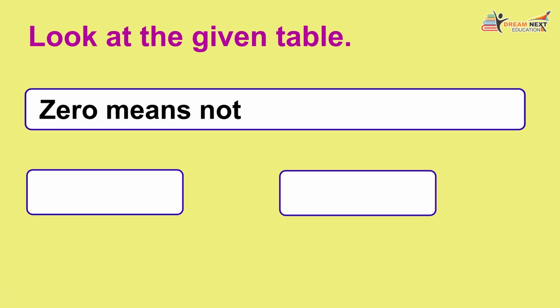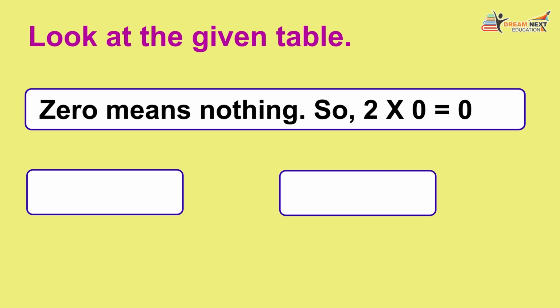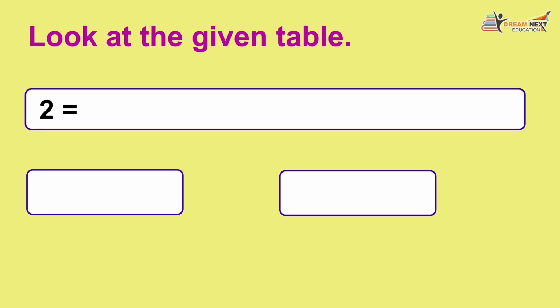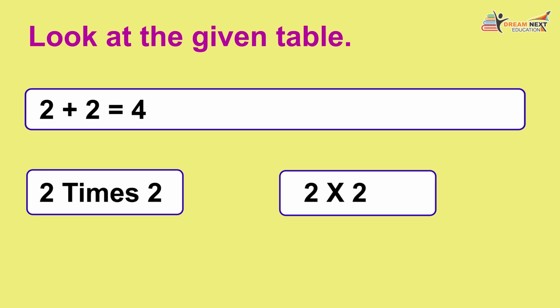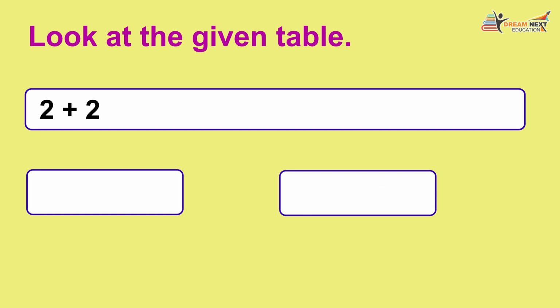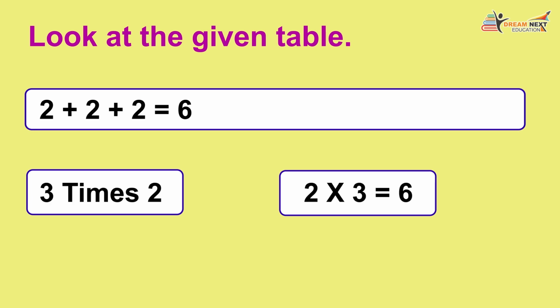0 means nothing. So 2 into 0 is equal to 0. 0 times 2. 2 into 0 is equal to 0. 2 is equal to 2. 1 times 2 is equal to 2 into 1 is equal to 2. 2 plus 2 is equal to 4. 2 times 2. 2 into 2 is equal to 4. 2 plus 2 plus 2 is equal to 6. 3 times 2. 2 into 3 is equal to 6.